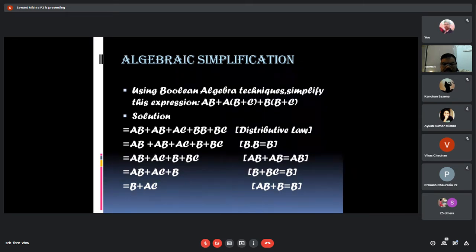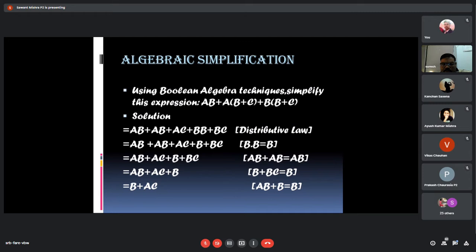Now the third step is AB plus AC plus B plus BC. So here we also say that if we ORed, or logically added, AB plus AB, the same binary variable, then we get the same binary variable. So here AB plus AB is equal to AB.